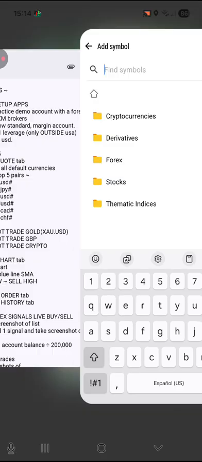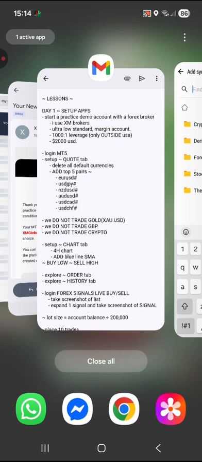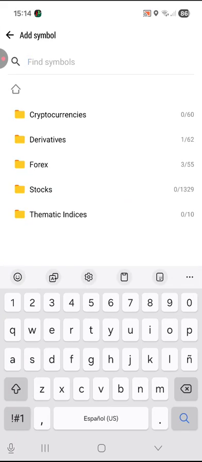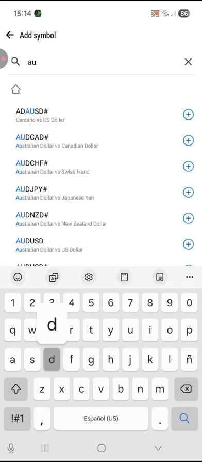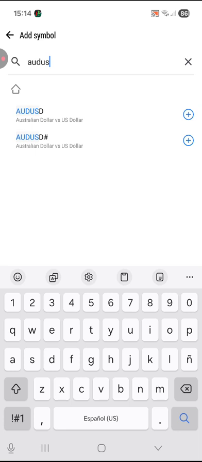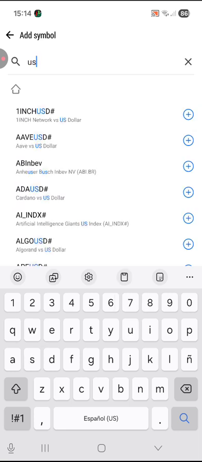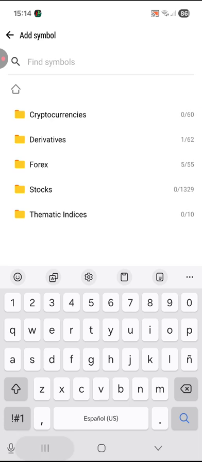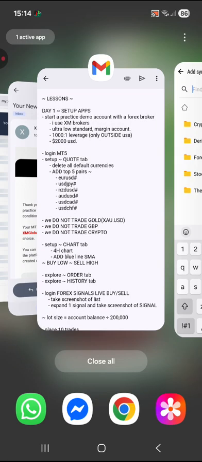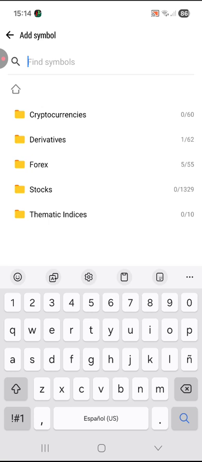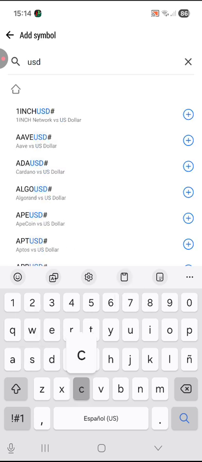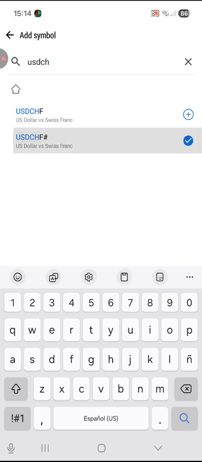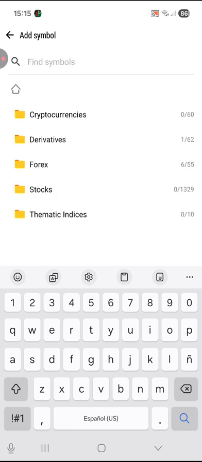And then what else? We want AUD USD and USD CAD. So AUD USD, there you go. We want USD Canadian dollar, the one with the pound sign. And then what else do we want? USD CHF. That's United States dollar versus Swiss franc.